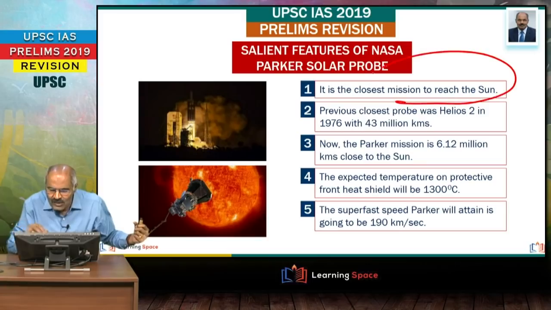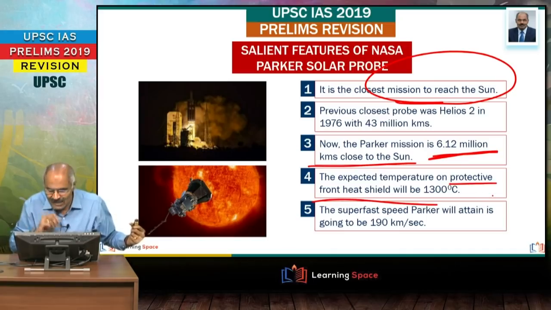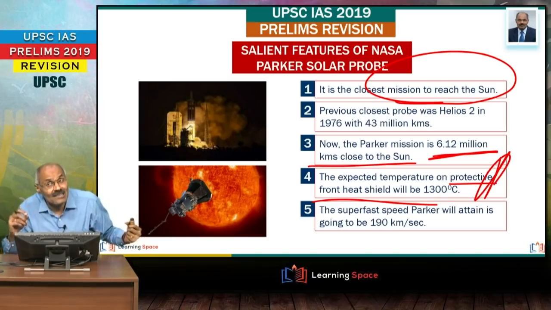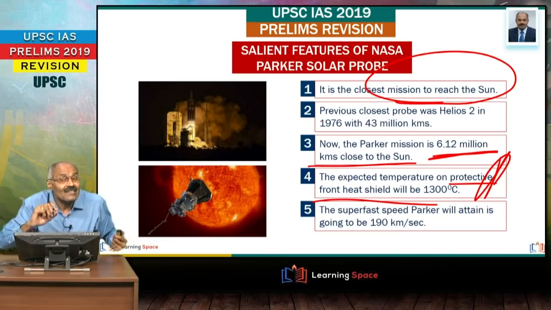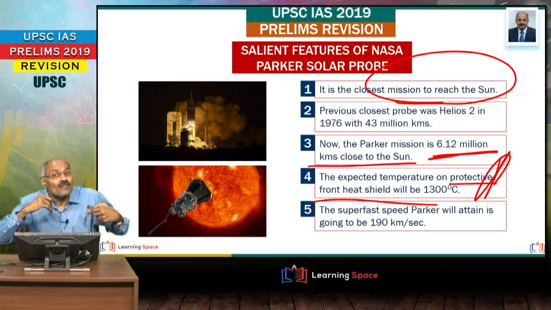And it is the closest mission to reach the Sun. It will go close to 6 million kilometers, and it has to develop this heat shield at around 1300 degrees Celsius. That means it has to protect itself from around 1300 degrees Celsius.